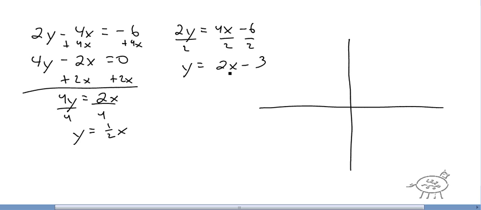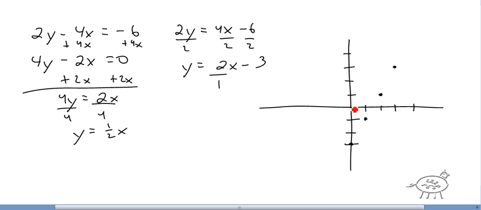The first one, negative 3 is my y-intercept. And remember, the slope is 2 over 1, so it's up 2 over 1, up 2 over 1, up 2 over 1. And then y equals 1/2 x. The y-intercept, remember, is 0 here, so don't get that confused. So we plot 0, and then it's up 1 over 2, up 1 over 2. That was a really easy one.